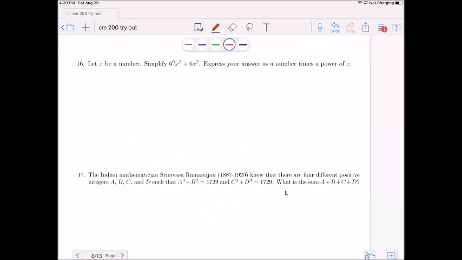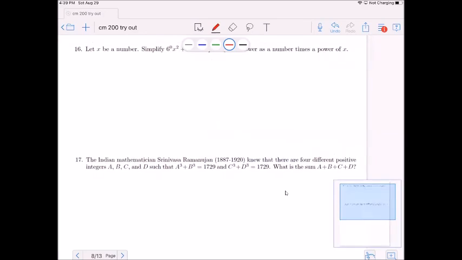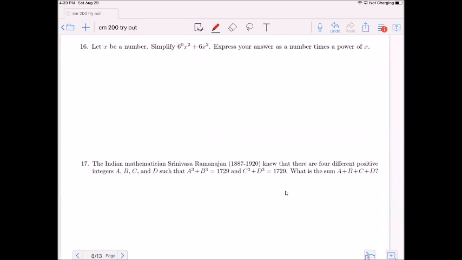Express your answer as a number times a power of x. Simplify, it says, easy. Okay, then 17 maybe makes you think. Okay, let's do 16 and 17. You have a minute again.